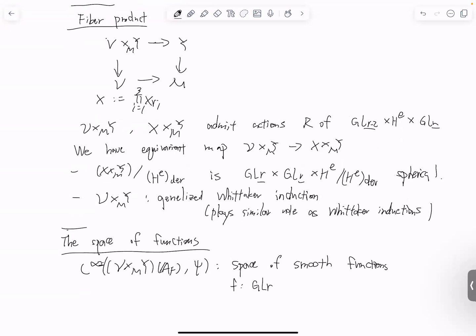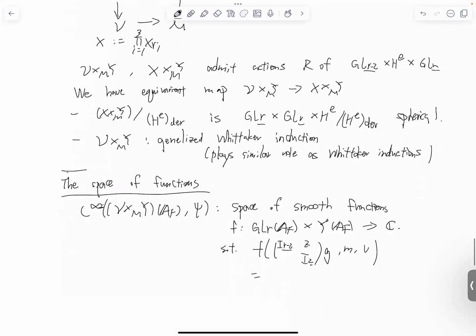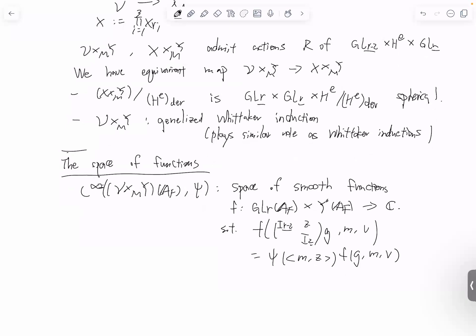F from GLR, so that points plus Y circ AF to C, such that the F of I R minus 2, the 3 copies, sorry, R2, 3 copies, G, M, V should satisfy this is psi of MC, which is some pairing from R minus 2 matrices, F, G, M, V. So this should behave similar to the Whittaker functions.